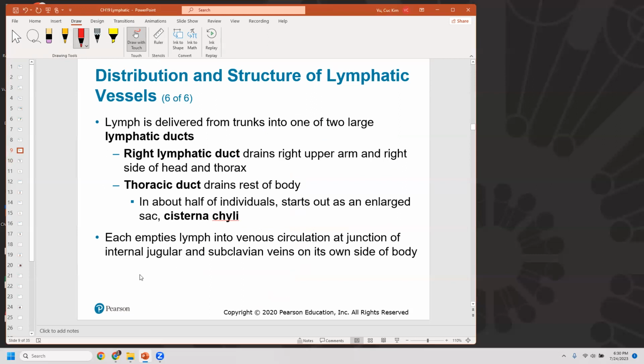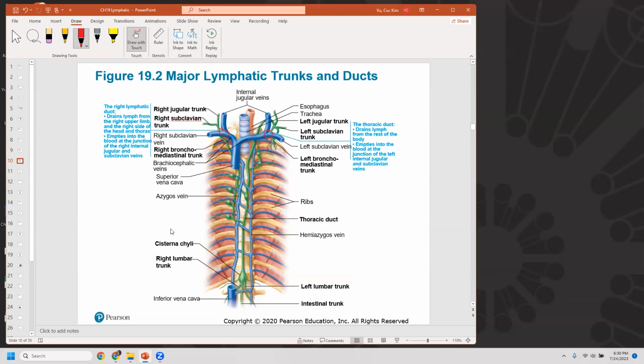So they all dump into this portion. You have 2 ducts that will collect them and then dump them into the junction between the internal jugular and the subclavian veins. And that's what you're seeing here. Questions?